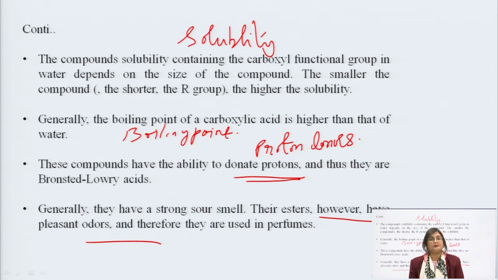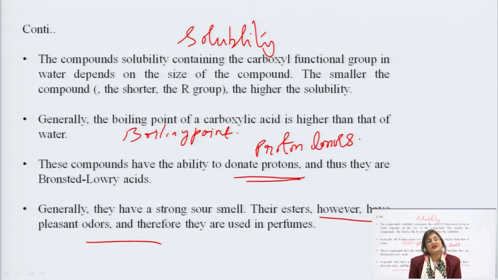Further, when we talk about solubility, the solubility of carboxylic acids depends upon the alkyl side chain. Shorter the side chain, greater is the solubility. Longer the side chain, lower is the solubility. Next, while discussing boiling point, generally the boiling point of carboxylic acid is higher than that of water. So, the boiling points of these acids are higher than water.